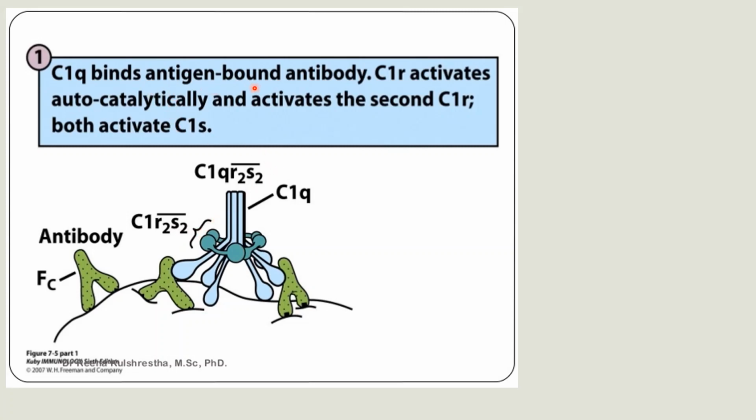C1q binds antigen-bound antibody. C1r activates autocatalytically and activates the second C1r. Both activate C1s. Two C1r molecules are there, so two C1s are there. First C1r will get activated, and after that will activate C1s. The targets for C1s are C2 and C4. Let's see the next step.